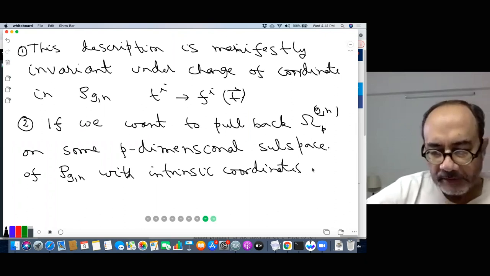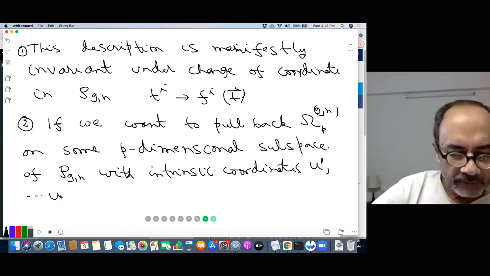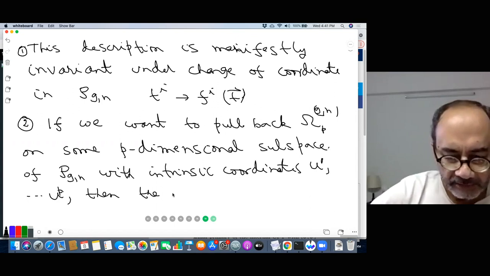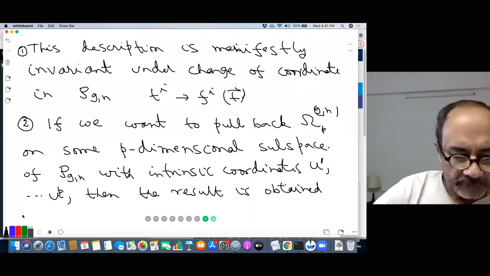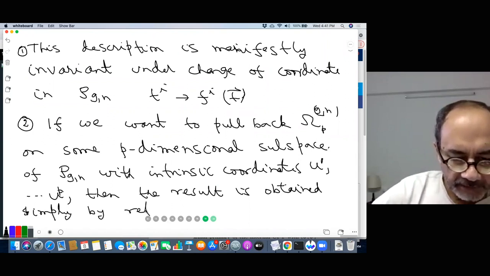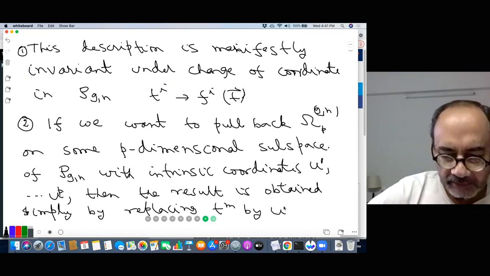you want to u^p, then the result is obtained simply by replacing t^m by u^i's.